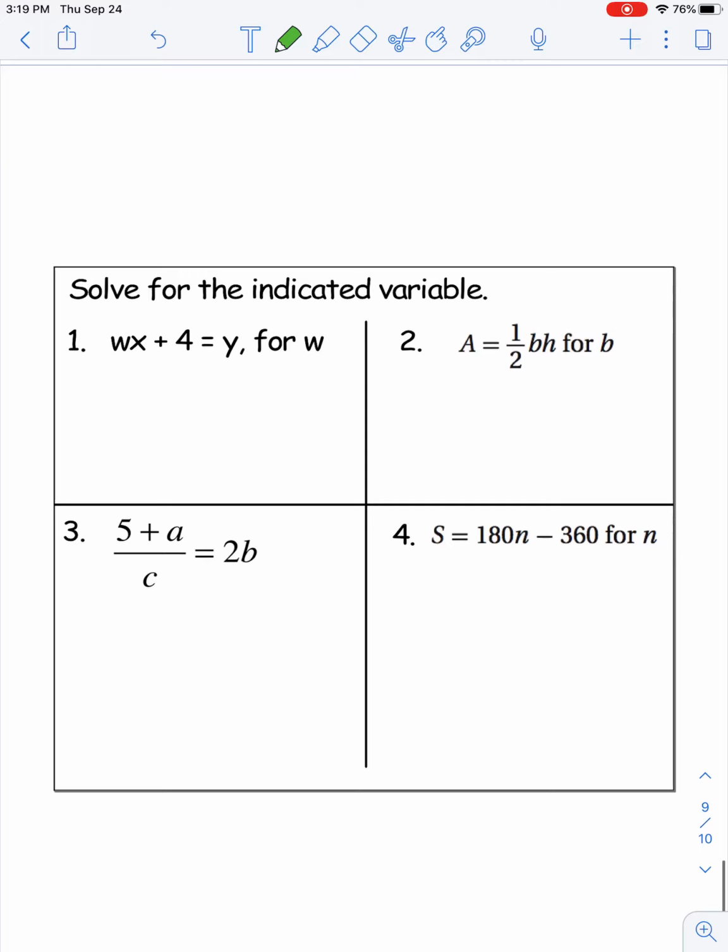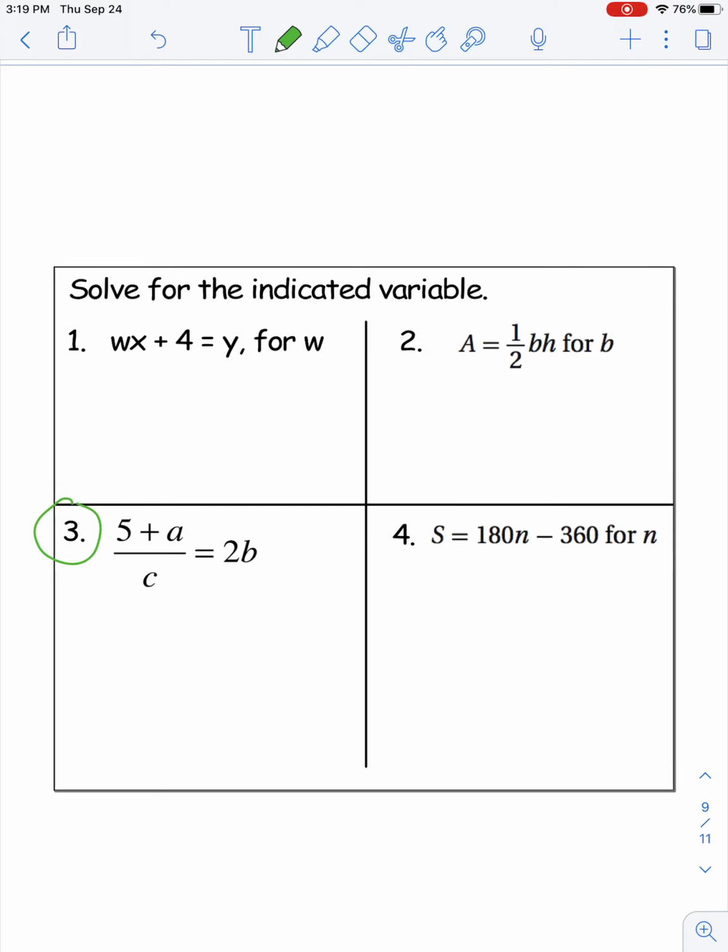All right, here are 4 questions where you are going to practice solving for the variable. I will go through number 3 with you, okay? And then I want you to try one and then start the video again. But let's do number 3 together.